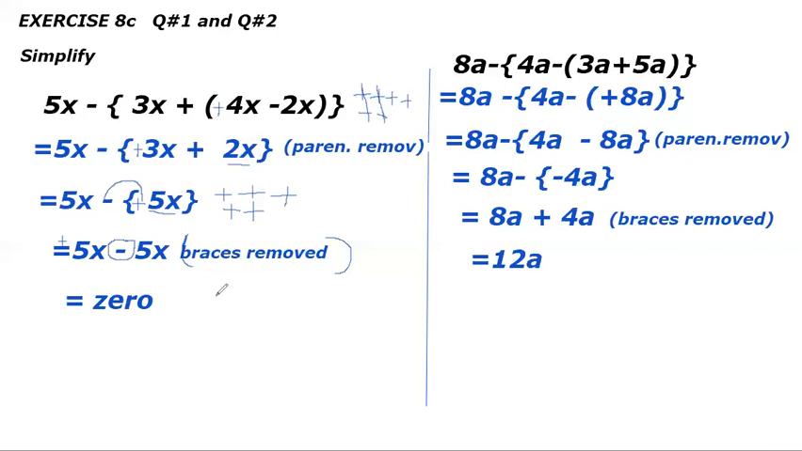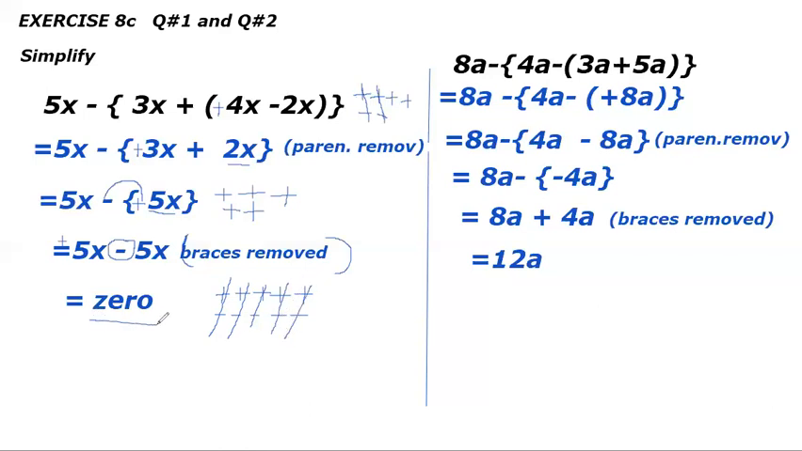How? Positive 5x means positive x 5 times, and negative 5x means negative x 5 times. Now we will cancel each positive sign with a negative sign. Nothing is left, so 0 is left.